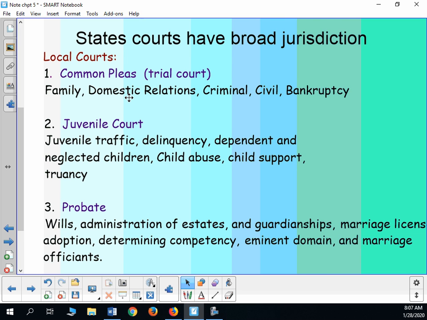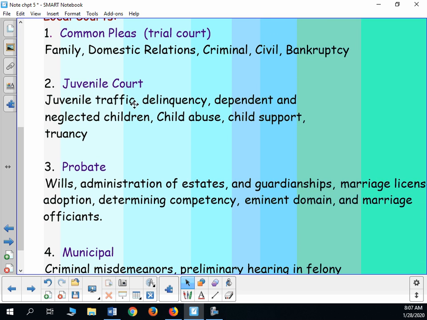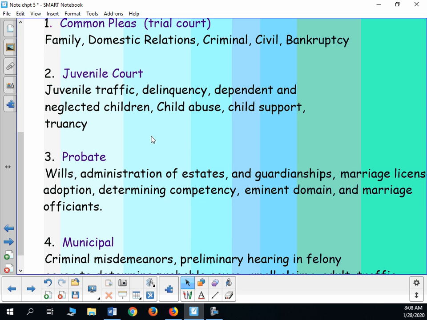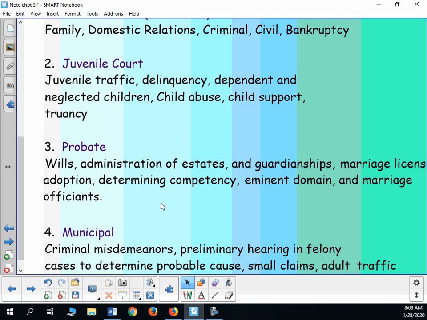Now, juvenile courts, some of you know juvenile court. Juvenile is responsible for traffic, juvenile traffic, delinquency, dependent and neglected children, child abuse, child support, and truancy, among other things. The lists I'm providing you here are not exhaustive. There might be additional things that would be a part of each of these courts, but these are the primary things that I'm noting.